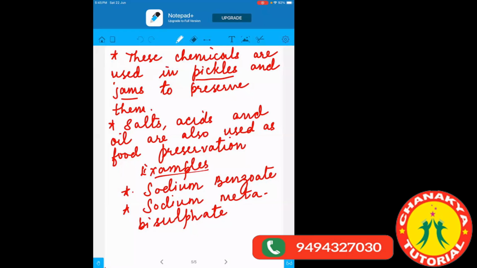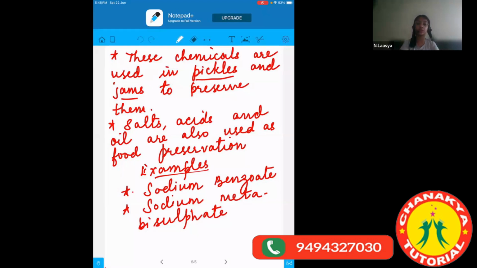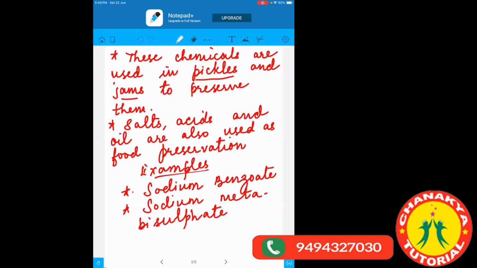So we should always keep in mind that everything we take has a balance. We should not take more, we should not take less. Okay, a limited quantity. Yes. If we take milk also, or any food item, even a useful one, if we take it beyond the limit on a daily basis, it creates problems. Yes, ma'am.